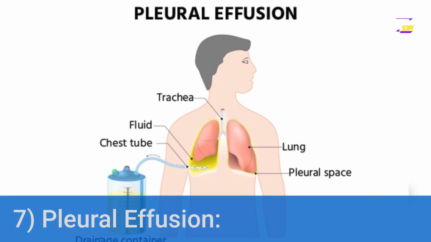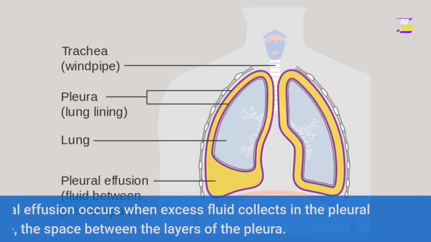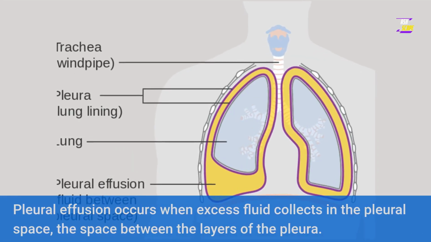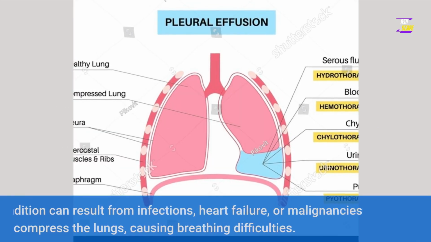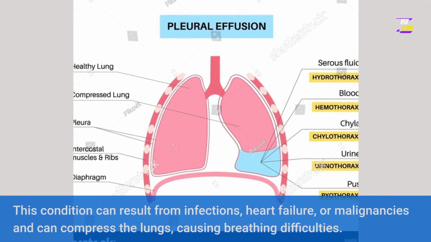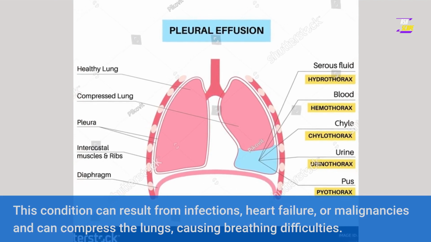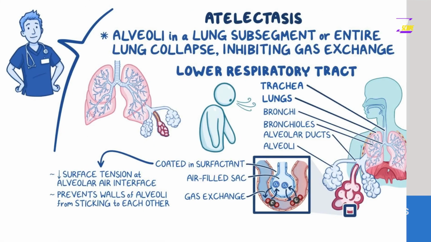7. Pleural effusion. Pleural effusion occurs when excess fluid collects in the pleural space, the space between the layers of the pleura. This condition can result from infections, heart failure, or malignancies and can compress the lungs, causing breathing difficulties.